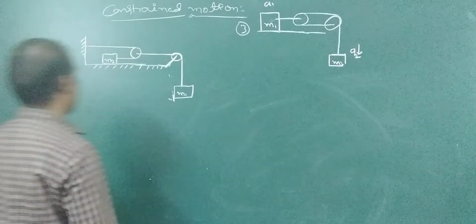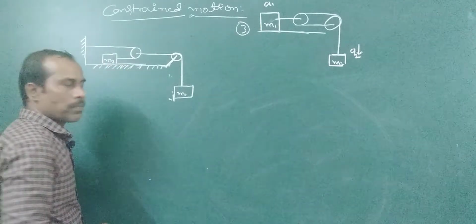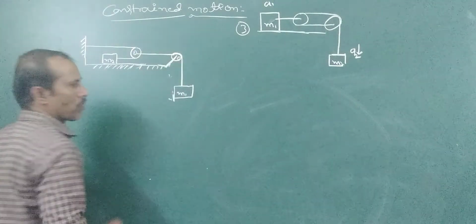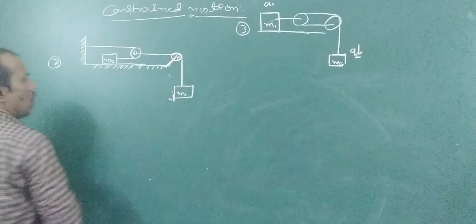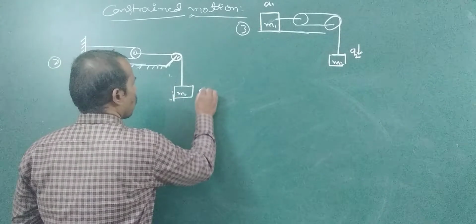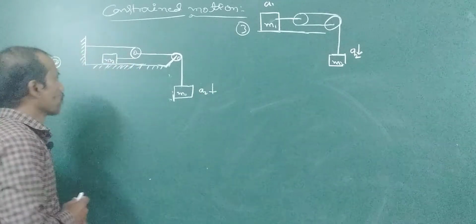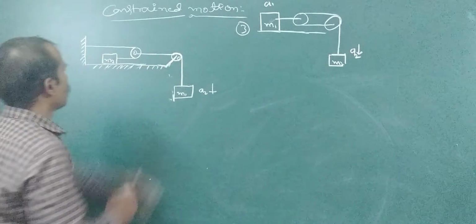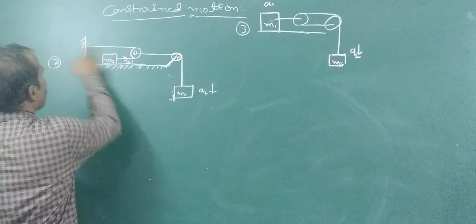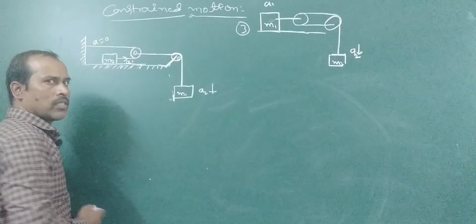Here the surface is a smooth surface. There are two pulleys, pulley 1 and pulley 2, and this is a rigid support. For example, the block M1 moves downwards with acceleration A2, and this block moves in the forward direction with acceleration A1. Here the string is fixed, so this acceleration is equal to 0.